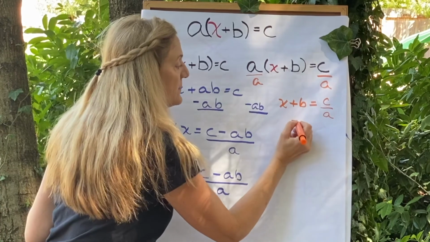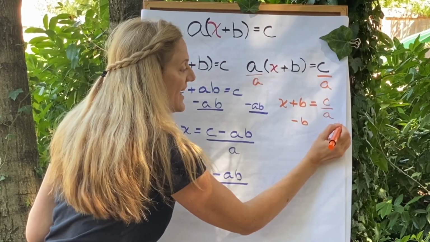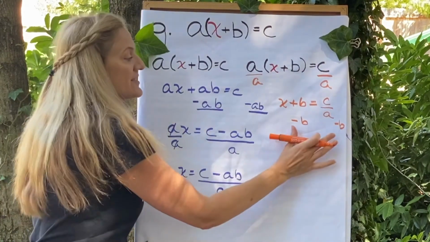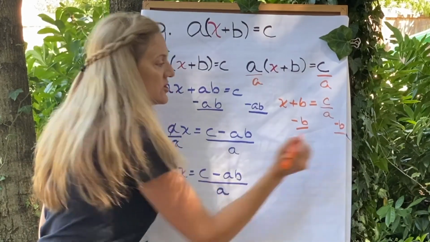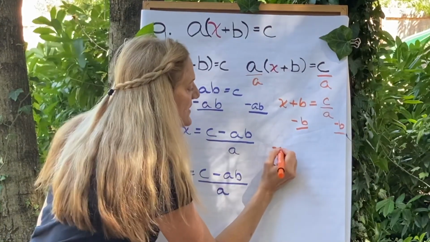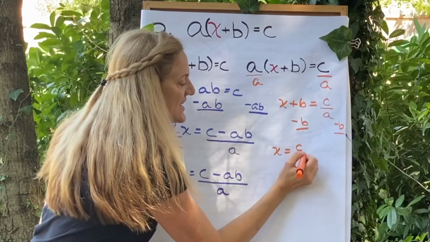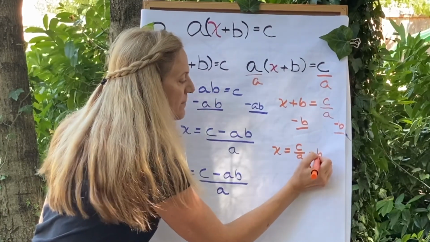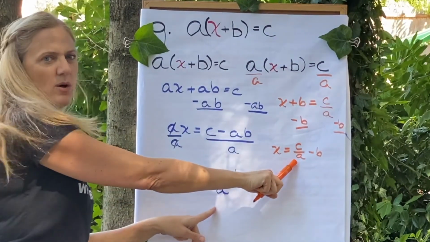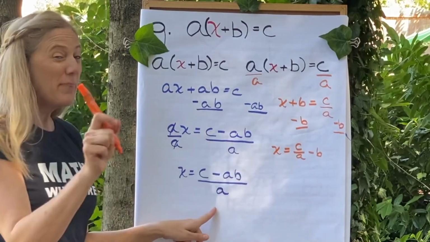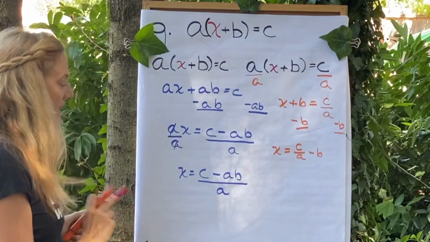Now I'm just going to simply subtract b from both sides. Running out of room here. Subtraction property of equality. Show it on both sides. And I end up with x equals c divided by a minus b. Whoa, you might be going, wait a second, those aren't the same. But they are. So let's look at this really quick.